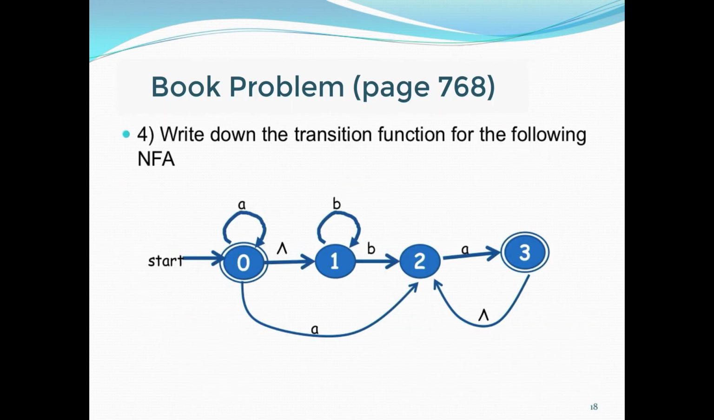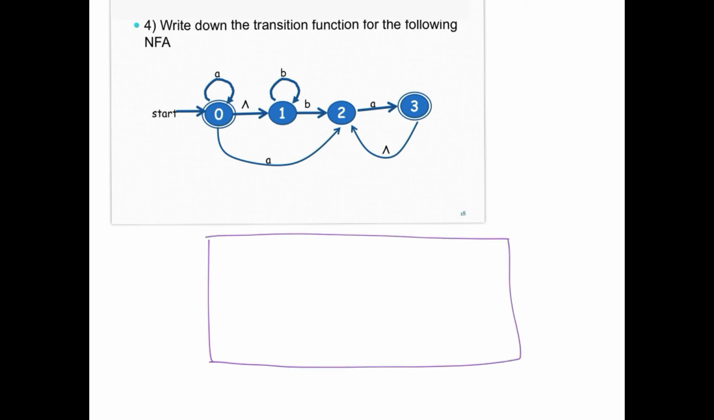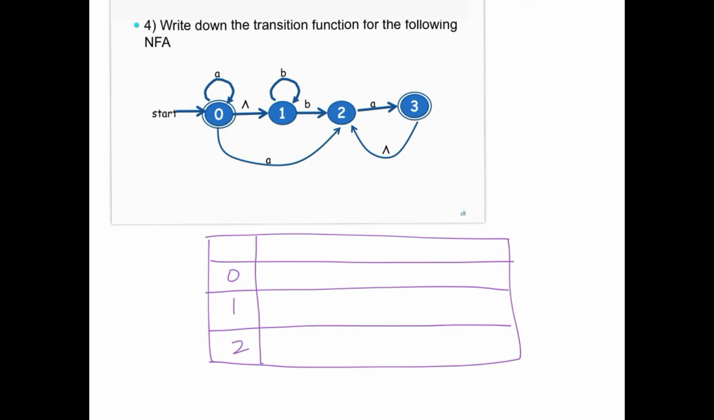All right, so let's just do an example. We'll do this problem from the book. It just asks for the transition function; it doesn't even want us to do the 5-tuple. So what have we got? In terms of states, we've got state 0, 1, 2, and 3. And our alphabet seems to be A and B, and then we also have lambda, okay?